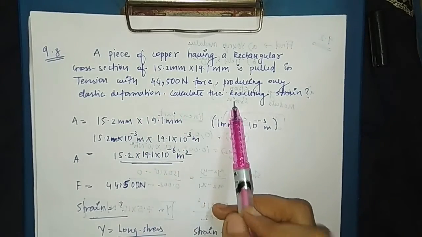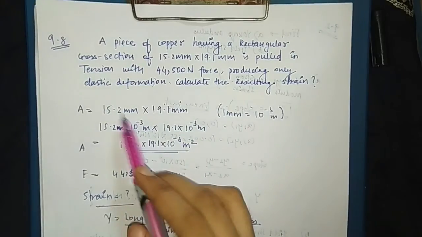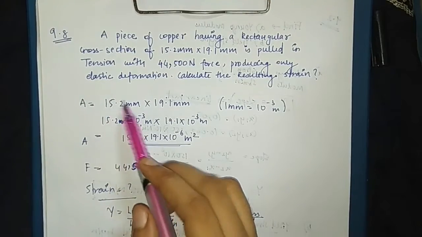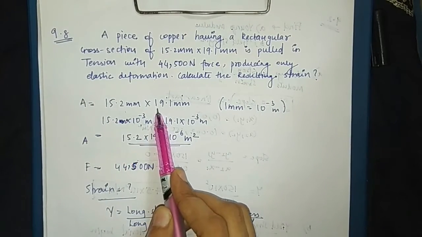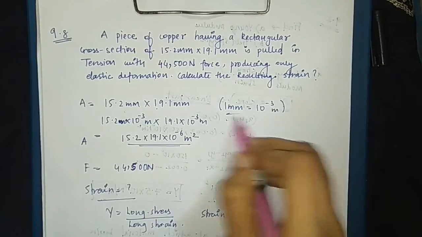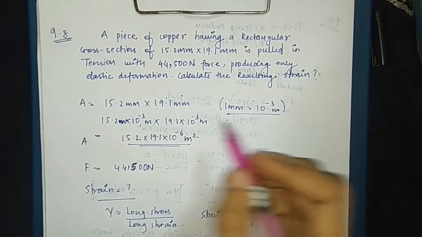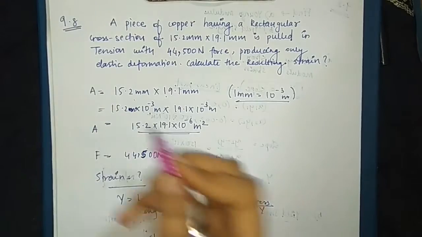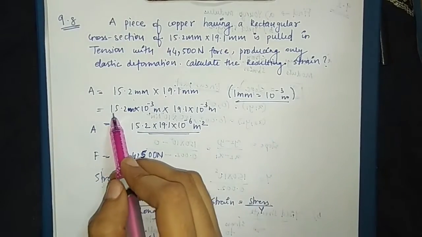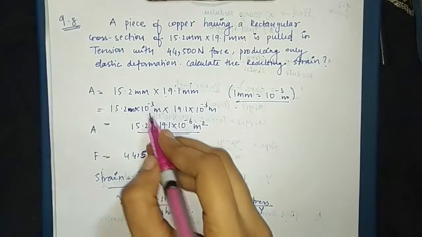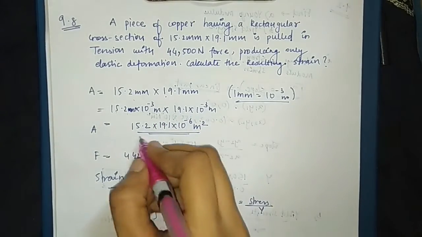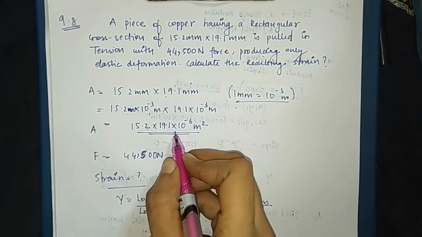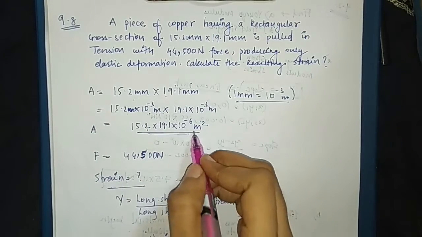Calculate the resulting strain. The cross sectional area of the rectangular cross section is given as 15.2 mm times 19.1 mm. Since 1 millimeter is 10 raised to minus 3 meters, we'll convert the area into meter square. So it is 15.2 times 10 raised to minus 3 meter into 19.1 into 10 raised to minus 3 meters, which is 15.2 into 19.1 into 10 raised to minus 6 meter square.